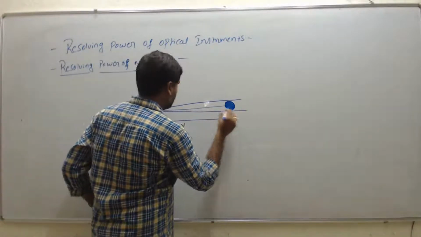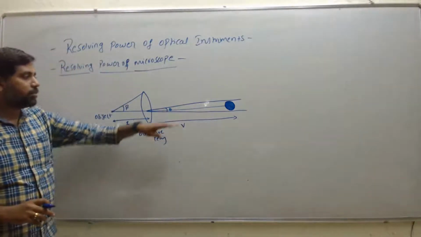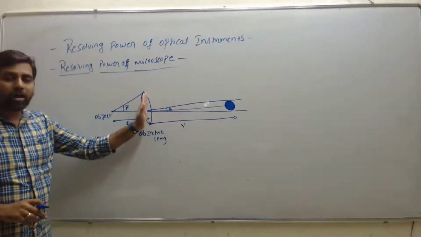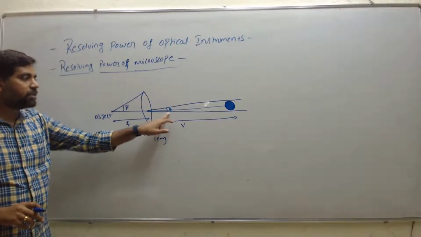Here is the angle theta or delta theta, that is the angle separated by the image at the optical center of the objective lens. That one we call theta.